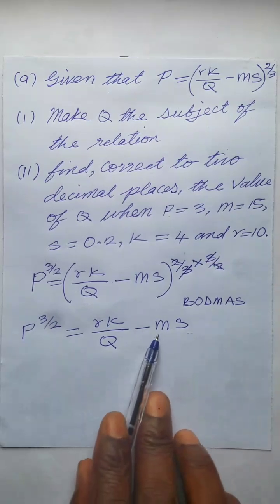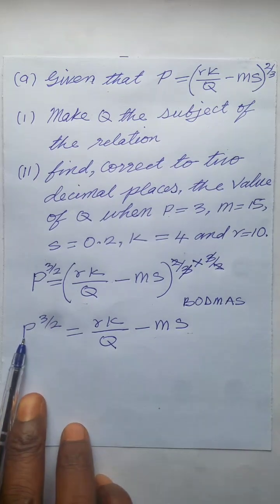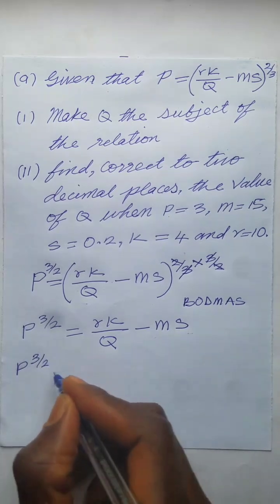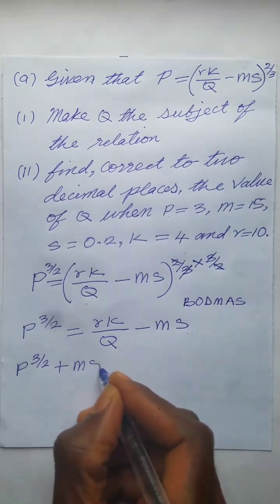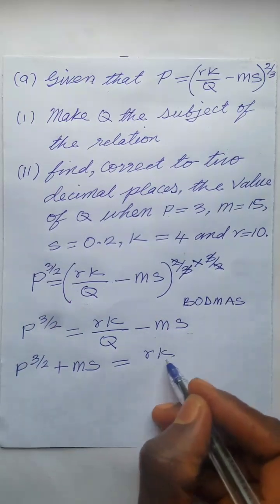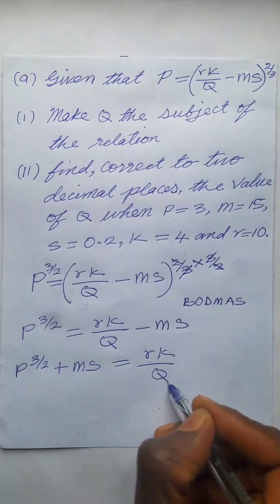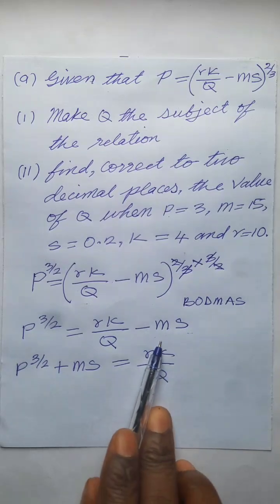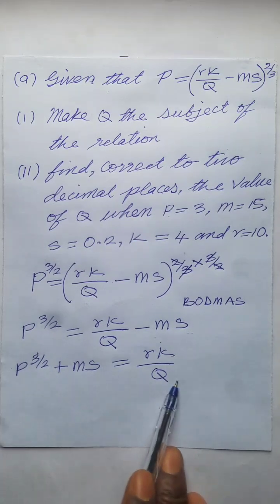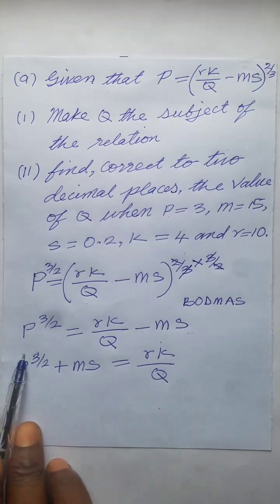Now we can obey this rule by separating this guy first. Is that okay? So I'm going to send this guy over here. So we're going to have P raised to power 3 over 2 plus MS. Minus comes over here and becomes plus. That's RK over Q. Now do you see this one single fraction? I can cross multiply. This entire thing can come under while he goes over there.